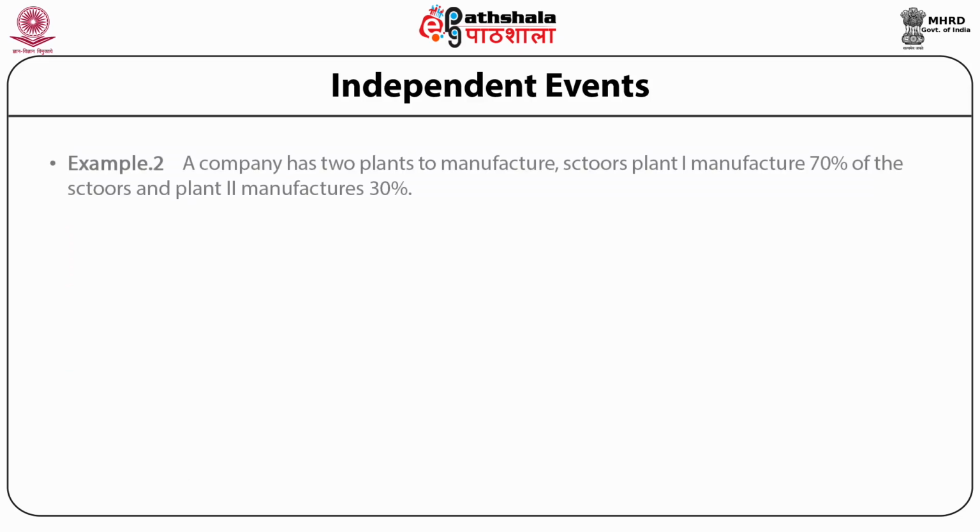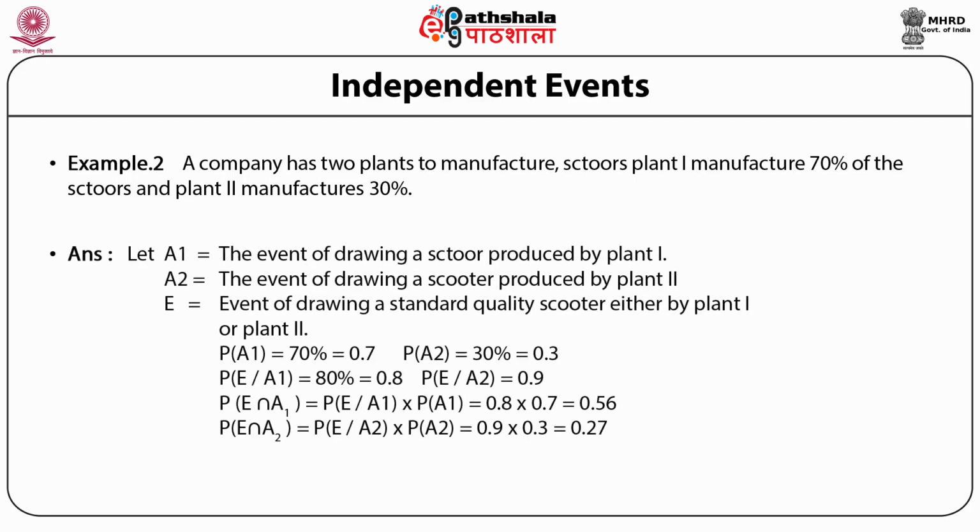Next example. A company has two plants to manufacture scooters. Plant 1 manufactures 70% of the scooters, plant 2 manufactures 30%. At plant 1, 80% of the scooters are of good standard quality, and at plant 2, 90% of the scooters are rated standard quality. A scooter is picked up at random and is found to be of standard quality. What is the probability that it has come from plant 1 or 2? Now we will solve this problem.